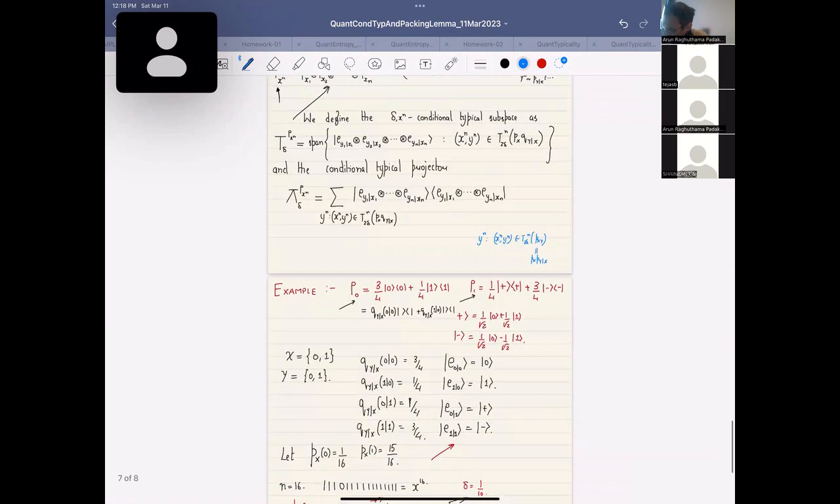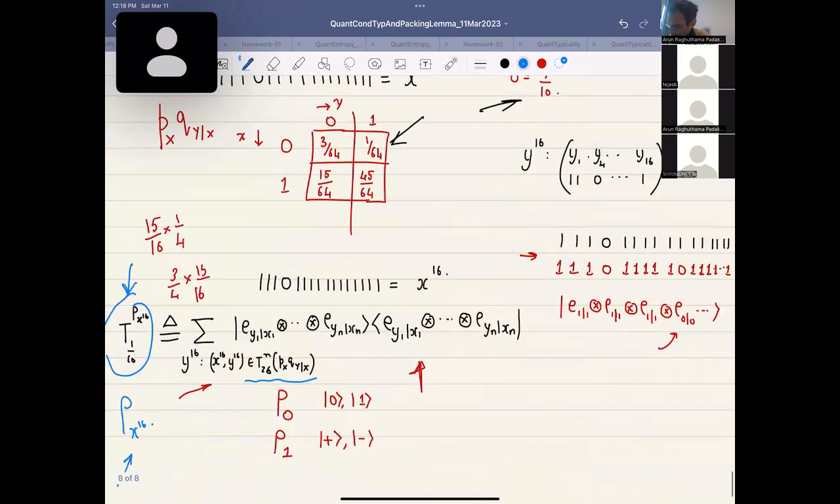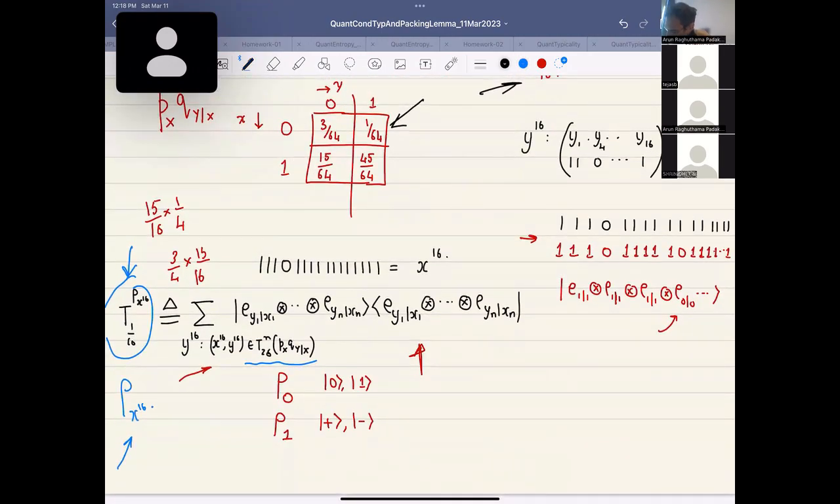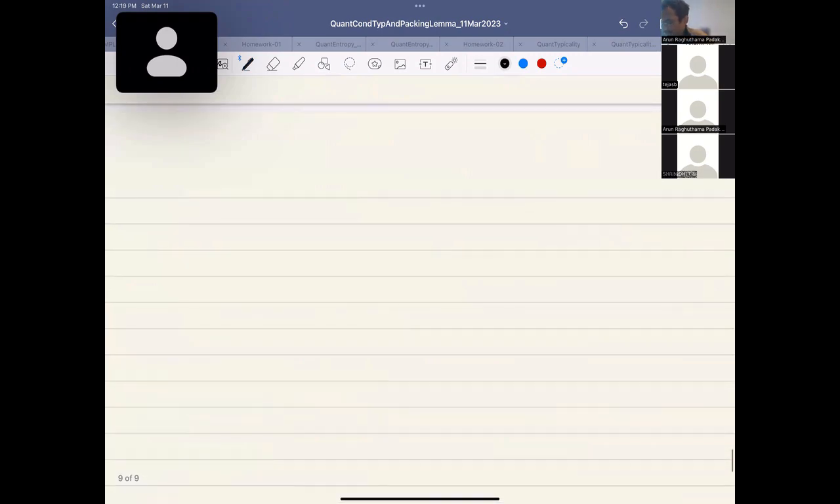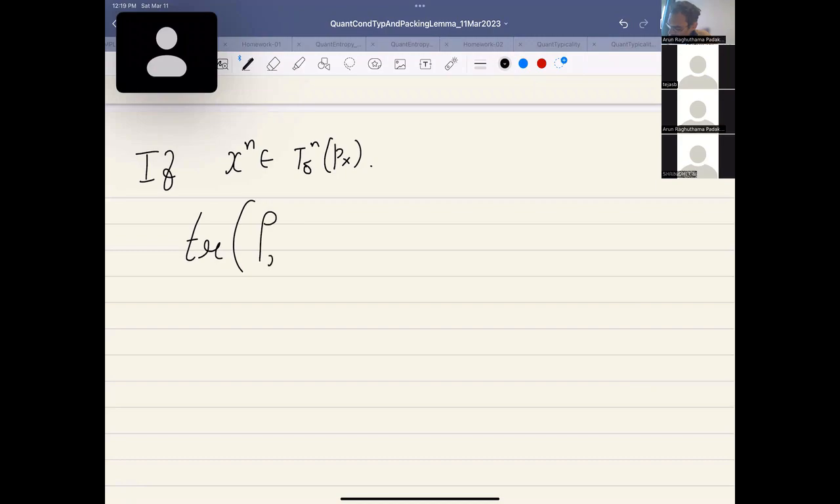You will get exactly what you expect. In other words, I'm going to write these statements, and I'm going to prove it in the next session. So what are you going to get? You're going to get something like this. The trace of, so if x^n belongs to T_delta^n(P_X), then the trace of this rho_{x^n}, so what is rho_{x^n}? It is rho_{x1} tensor all the way until rho_{xn}.